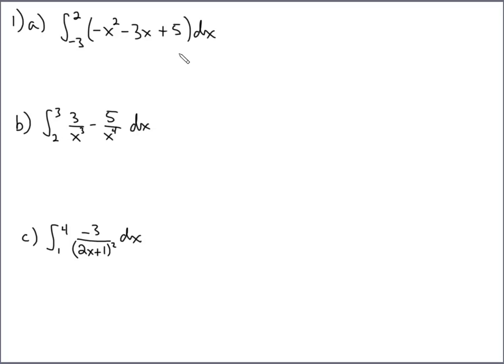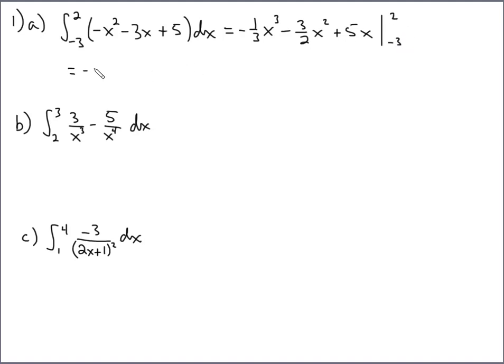Doing problem 1, section 7.4, 3 definite integrals. We'll do these a little faster. Antiderivative here, negative 1/3 x cubed. Antiderivative here, 3/2 x squared. Antiderivative of the last one, 5x. Evaluating this from minus 3 to 2.